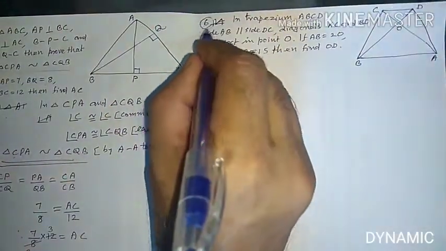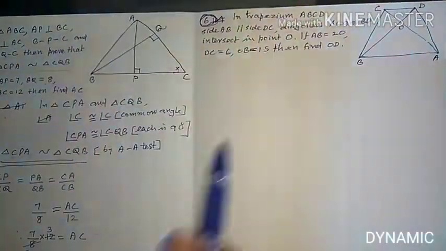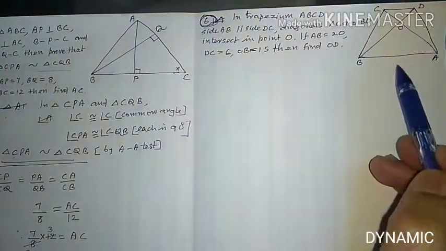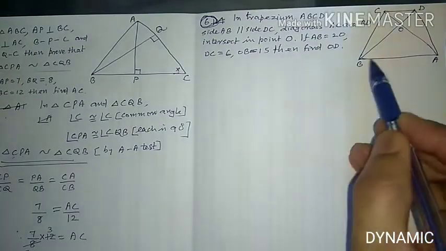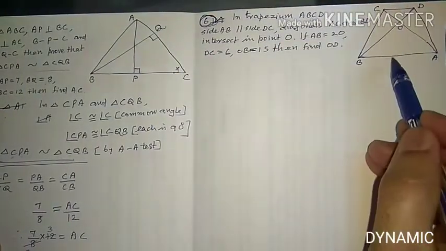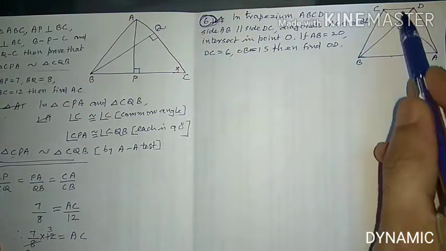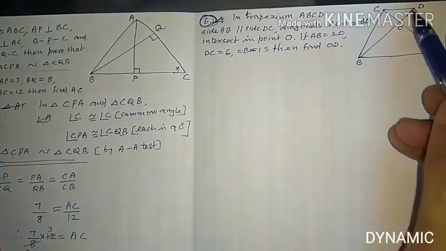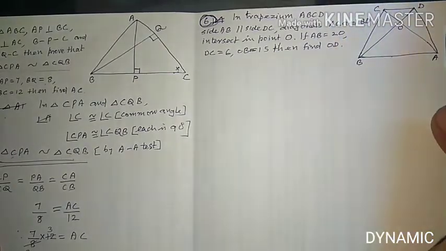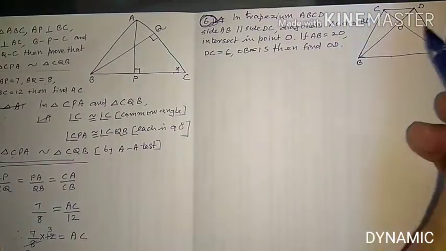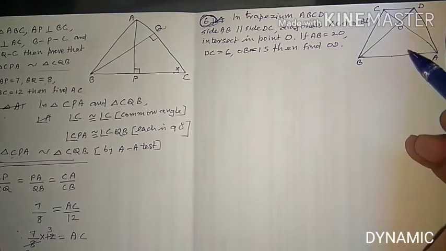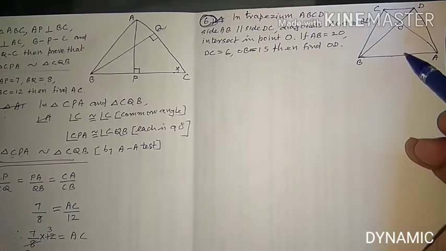Question number 6. Given a trapezium ABCD. In a trapezium we know only one pair of opposite sides are parallel. The other two sides are not parallel. So a trapezium is a quadrilateral whose only one pair of opposite sides are parallel.